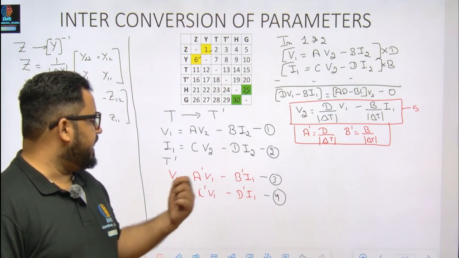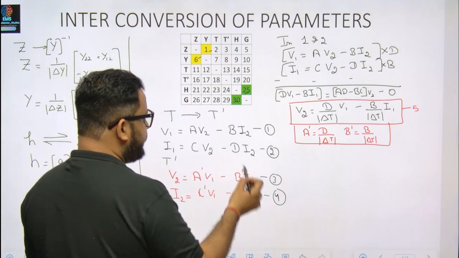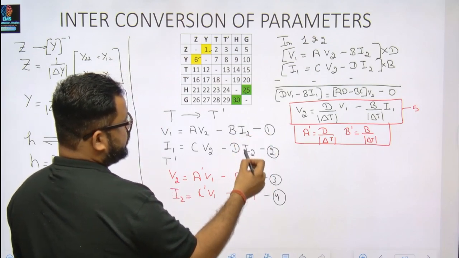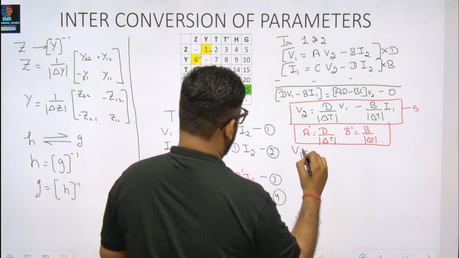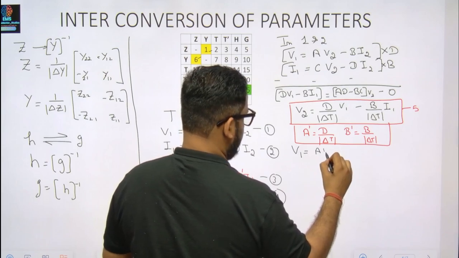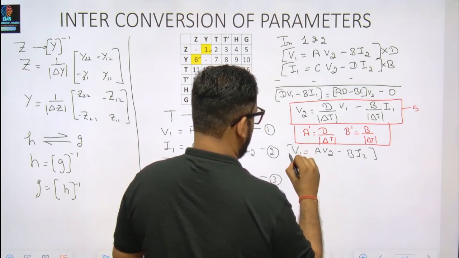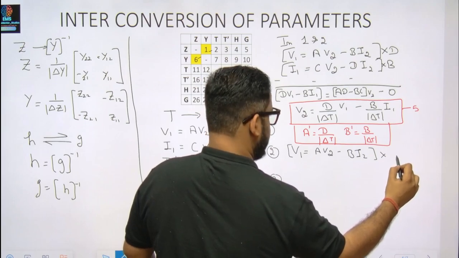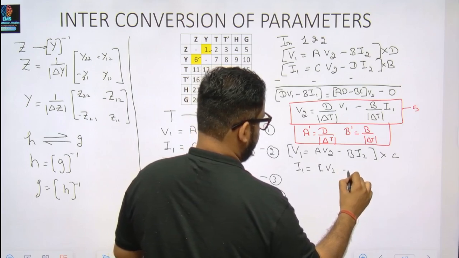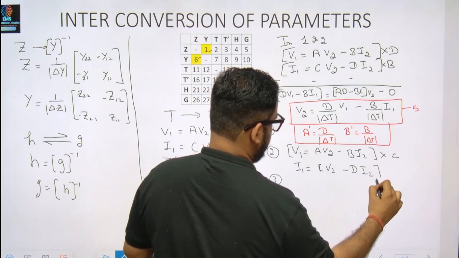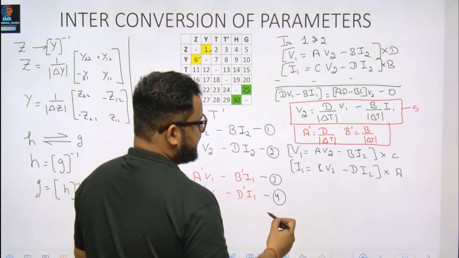Now for the other two, you have to multiply this 1 and 2 with C and A. So it would be V1 is A V2 minus B I2, this whole multiply by C, and I1 is C V2 minus D I2 multiply by A. So what does this give you?